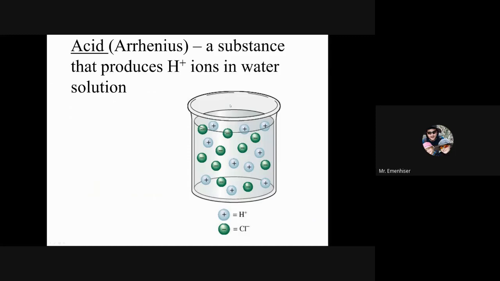All right, acids are substances that produce H plus ions in water. So if you take an acid like HCl and put it in water, it will form H plus ions, chlorine ions, and then you'll still have water in there as a liquid, and it's going to mix up all those ions. It's going to dissolve them. All right, so we call this an acid, and this is an Arrhenius acid, which we'll have a whole chapter on later.